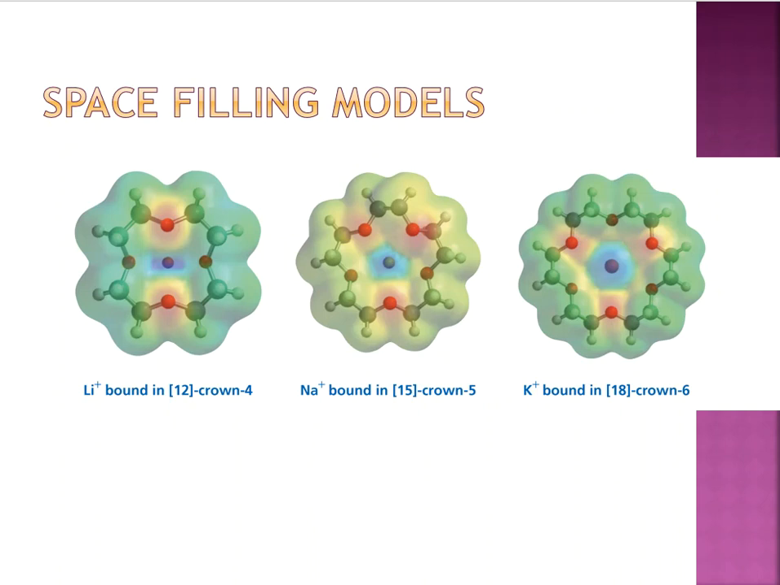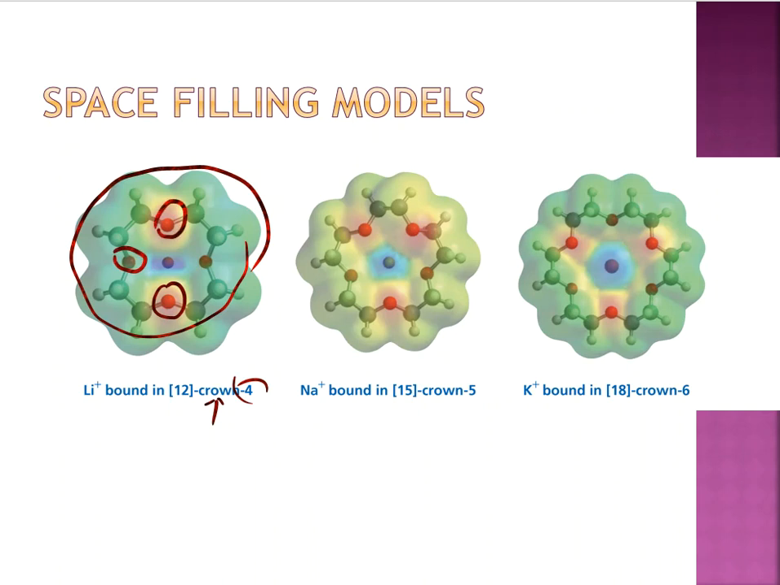A couple of things about the crown. 12 crown 4, what does that even mean? Well, crown is this whole concept that it goes in a circle. So that is a crown ether. That's a functional group. The 4, what does that mean? There's 1 oxygen, 2 oxygens, 3 oxygens, 4 oxygens. That's what that means. And then the 12, what does that mean? 1, 2, 3, 4, 5, 6, 7, 8, 9, 10, 11, and 12. It's the total number of atoms in the chain.